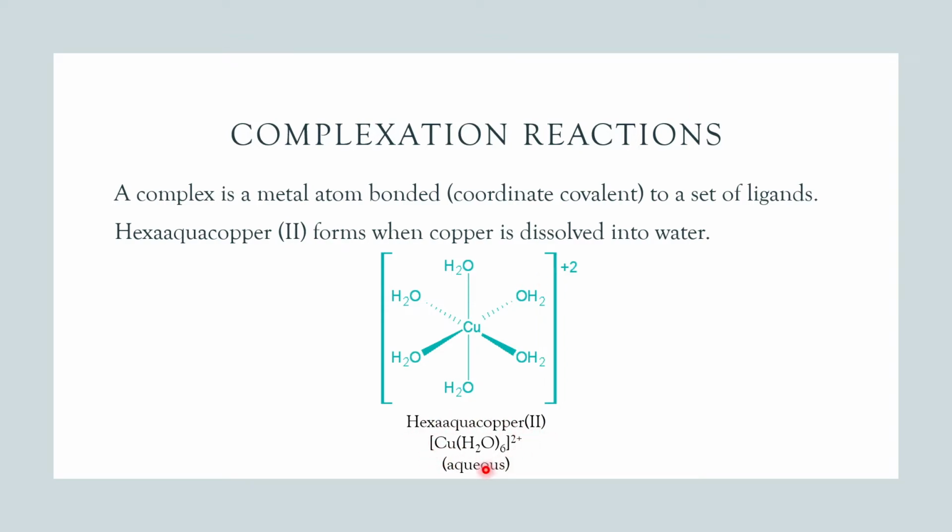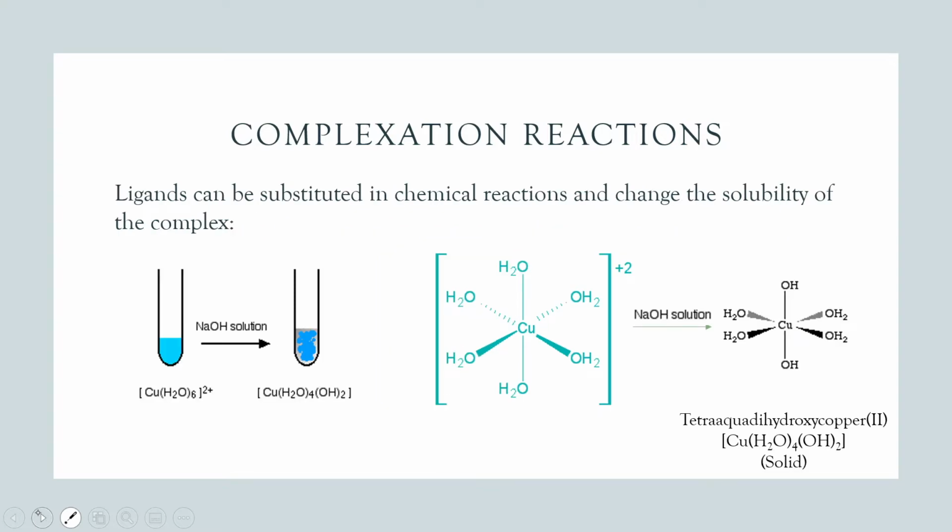Note as well that we can write complexes using square bracket notation, and we always indicate the charge on the right as well. However, there are some interesting reactions that can start happening with these ligands, and again, we call these complexation reactions. The ligands can be substituted in a chemical reaction and change the solubility of a complex. So for example, if we were to have copper dissolved into water, remembering that previously we would usually just write copper dissolved into water as Cu2+.